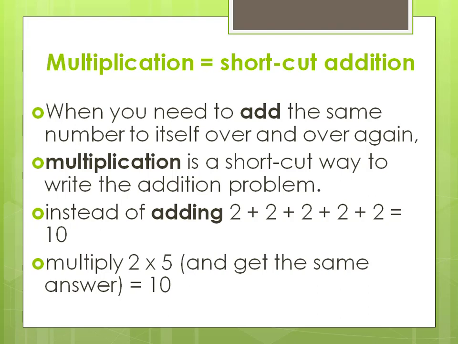If you need to add the same number, such as 2 plus 2 plus 2 plus 2 plus 2, 5 times, then the result is 10. So we multiply 2 by 5. So 2 plus 2 plus 2 plus 2 plus 2 means 2 times 5. Then the answer is 10.